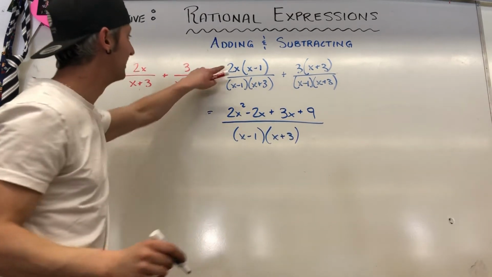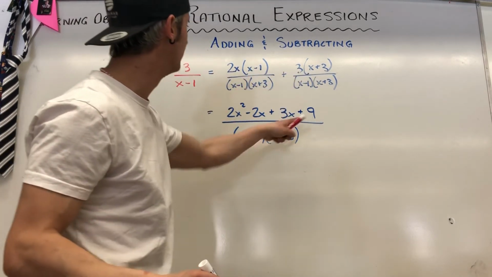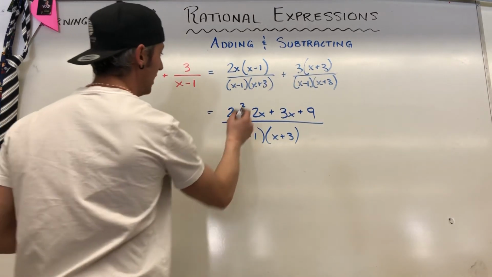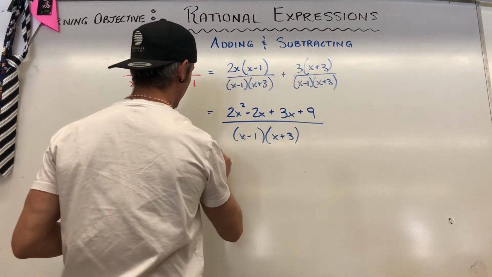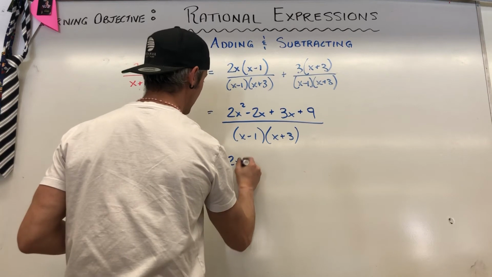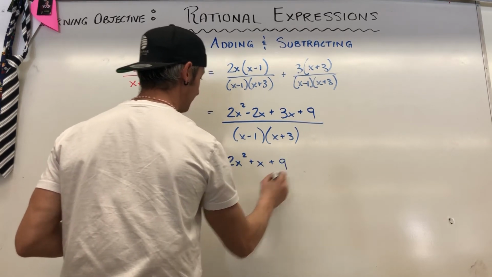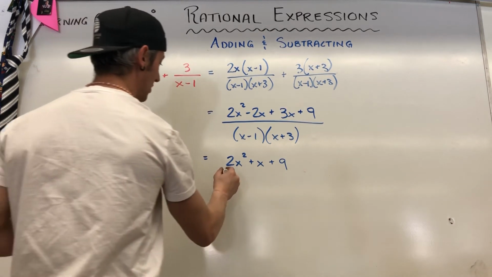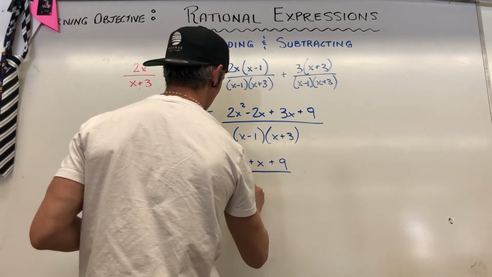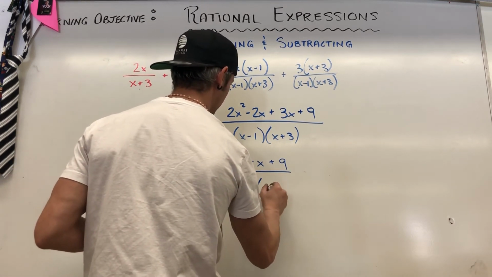Okay? So I just expanded the multiplications and added them all together because they have the common denominator. Now I'm going to collect terms, and I'm going to notice that I get 2x squared plus x plus 9 over x minus 1, x plus 3.